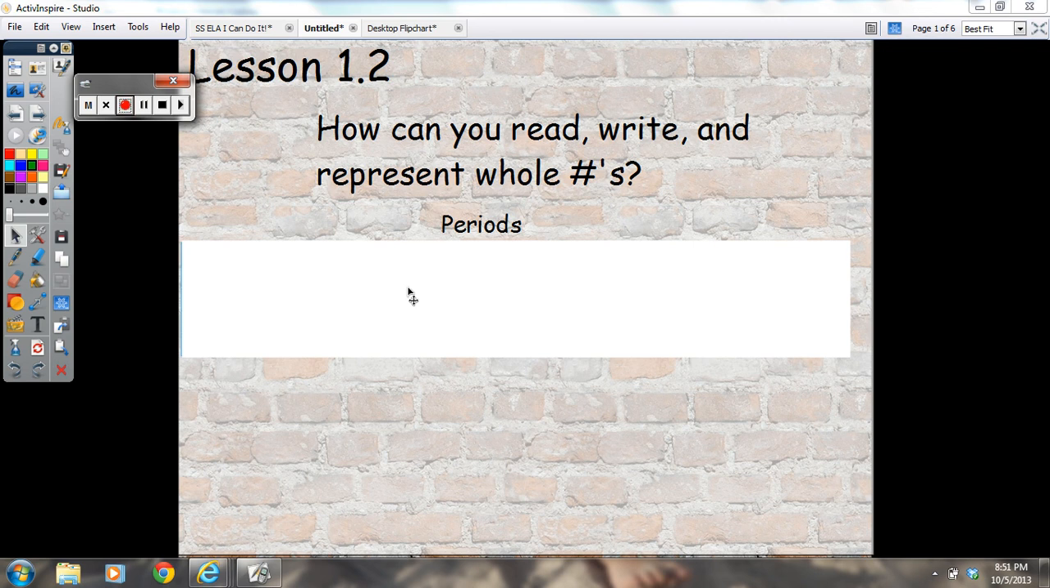Welcome, boys and girls. What I'm going to show you here from lesson 1.2 is how you can read, write, and represent whole numbers. Now, what we're going to take a look at is a place value chart.